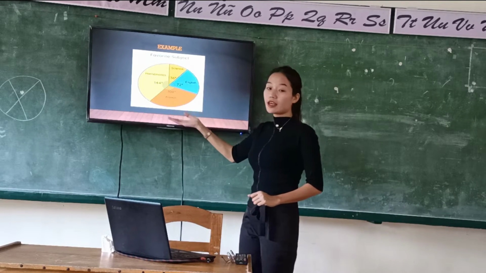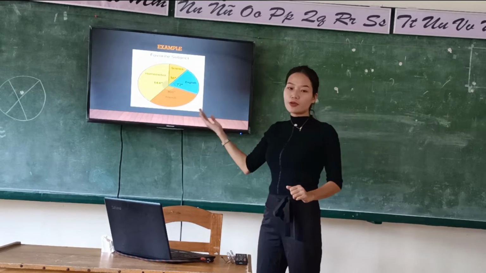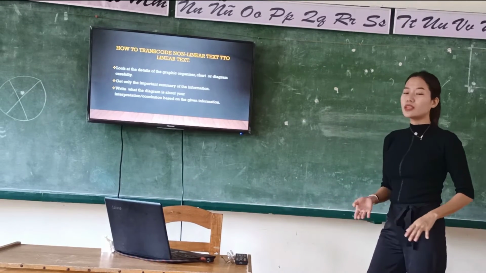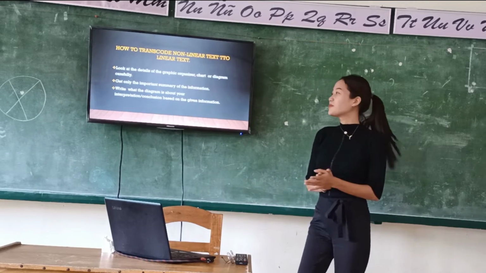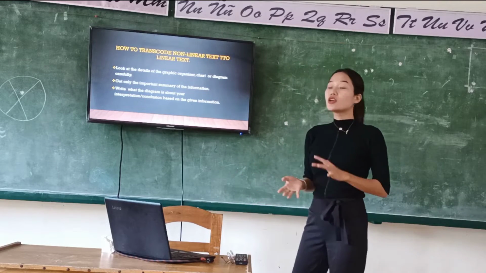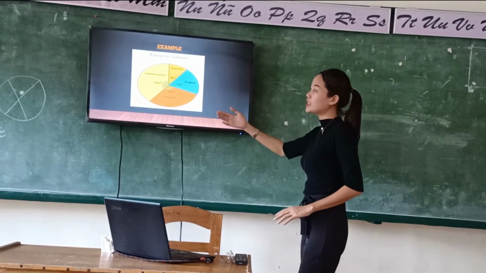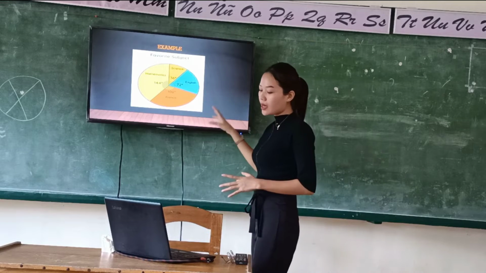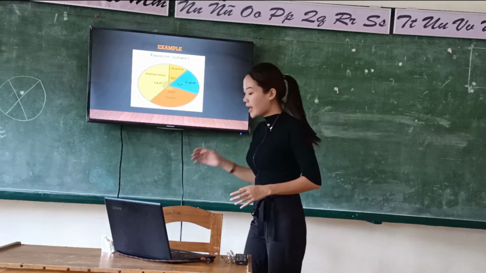Okay, so this is a presentation of a pie chart with information. So, how do we really transcode nonlinear text to a linear text? Very good. We simply look at the details of the graphic organizer, chart, or diagram. As what we have done here, we simply look at the detail and we remember how the detail goes, right?